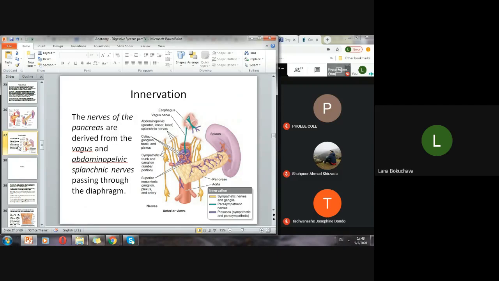So what do we have in the part of innervation? As we talked about with the salivary glands, the same idea: this is parasympathetic and sympathetic innervation. We don't even need to think about what the parasympathetic innervation will be in this case. We are talking about the vagus nerve, which gives rise to the innervation of the pancreas.